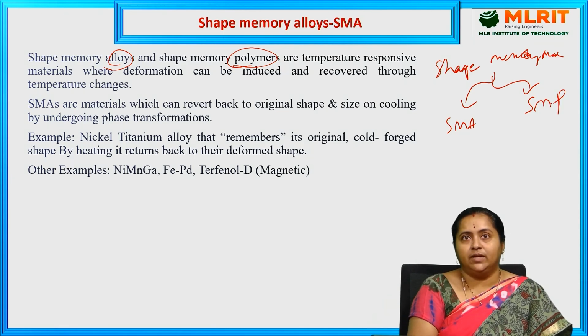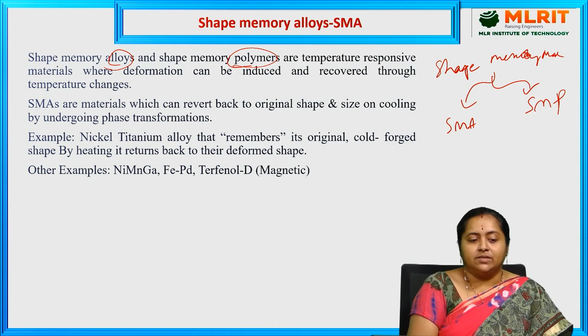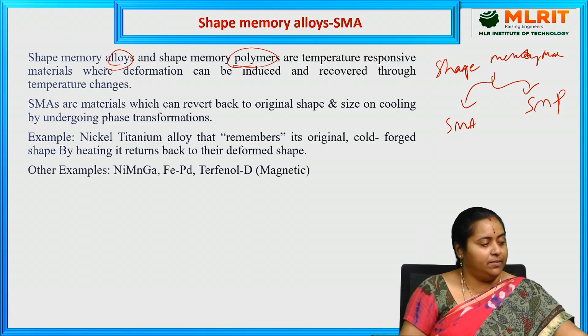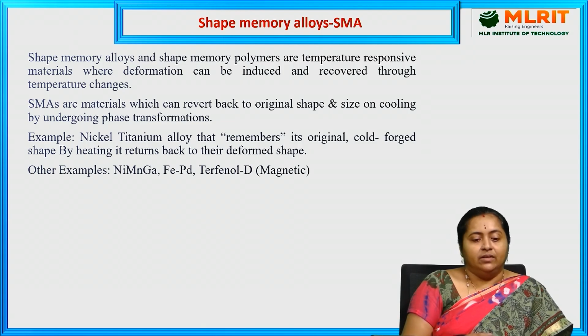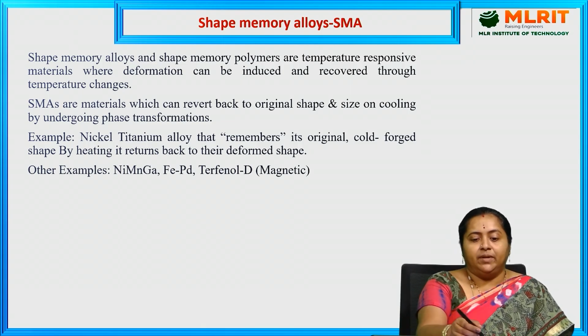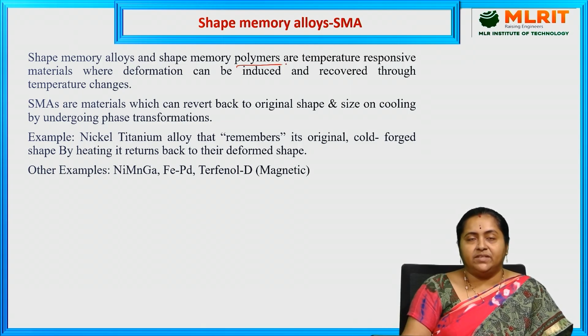So these two will come under one heading, that is called shape memory smart materials. In the previous example we considered shape memory alloys. Now we are going to discuss shape memory polymers. Both are there in your syllabus. Let us go one by one. Shape memory alloys and shape memory polymers are temperature responsive materials.